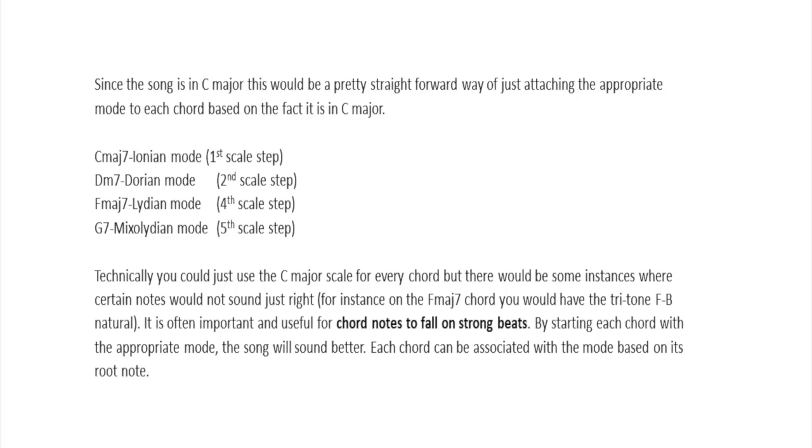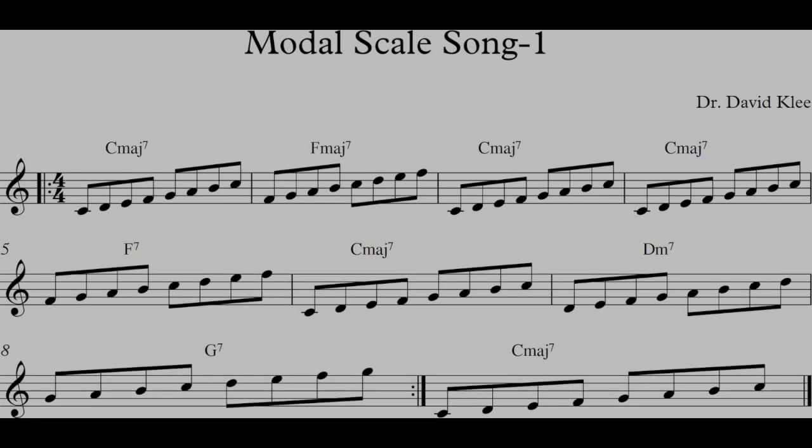Technically, you could just use a C major scale for every chord, but there would be some instances where certain notes would not sound just right. For instance, on the F major 7, you would have the tritone F to B natural. It is often important and useful for chord notes to fall on strong beats. By starting each chord with the appropriate mode, the song will sound better. Each chord can be associated with the mode based on its root note.